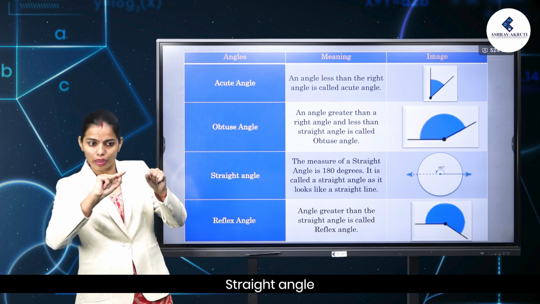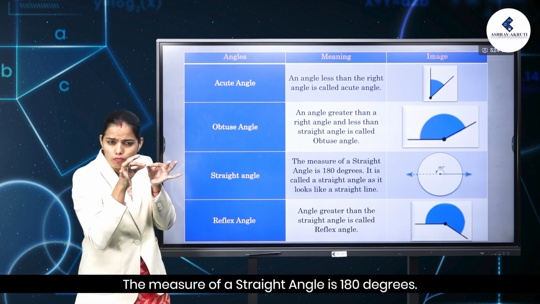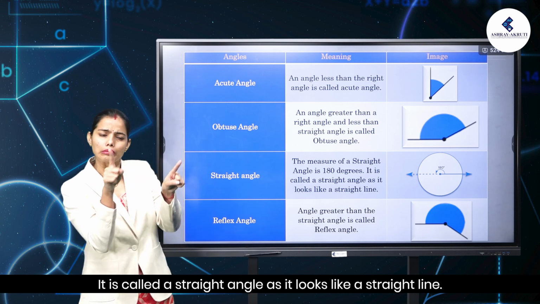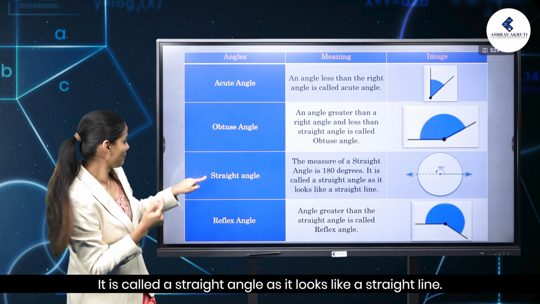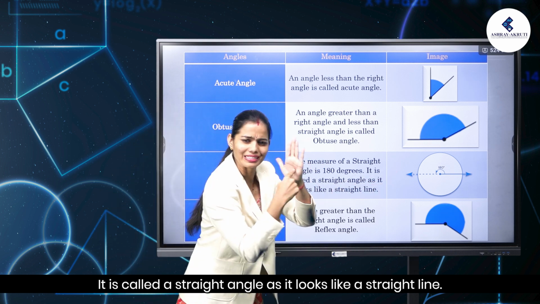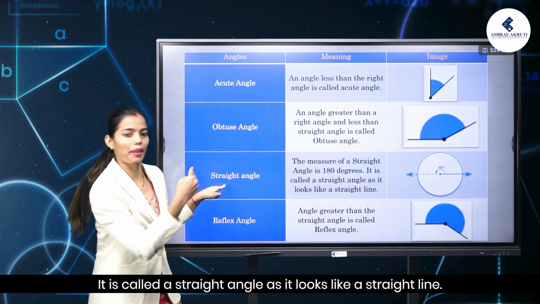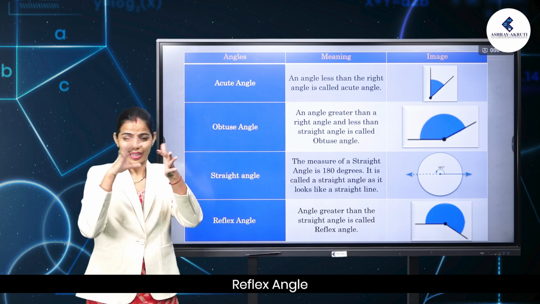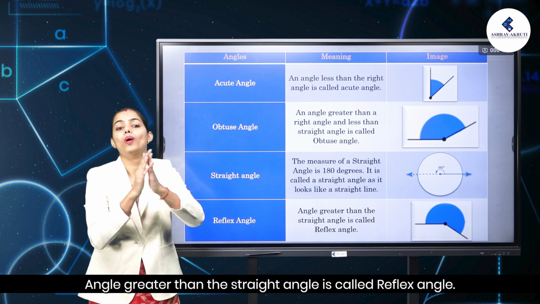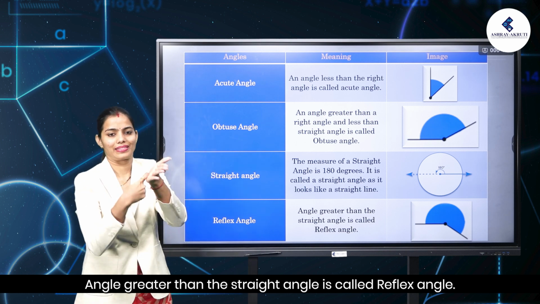Straight angle. The measure of a straight angle is 180 degrees. It is called a straight angle as it looks like a straight line. Reflex angle. An angle greater than the straight angle is called a reflex angle.